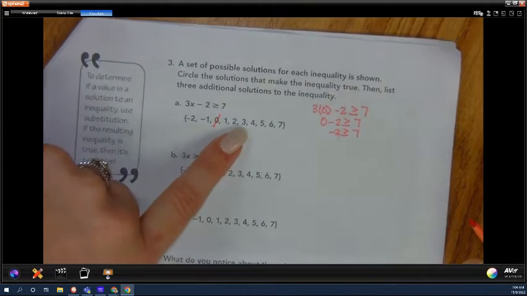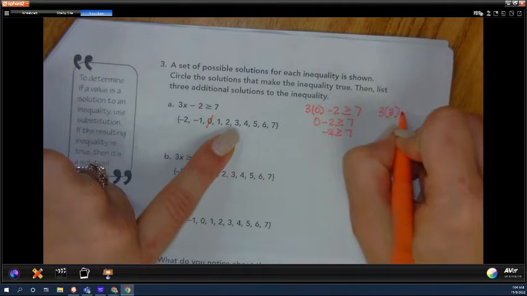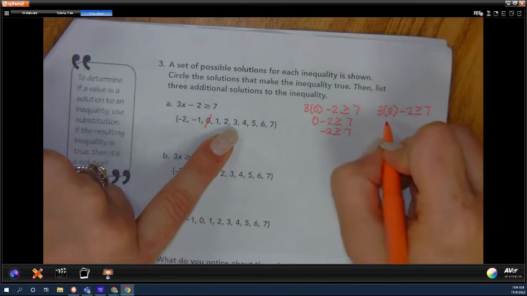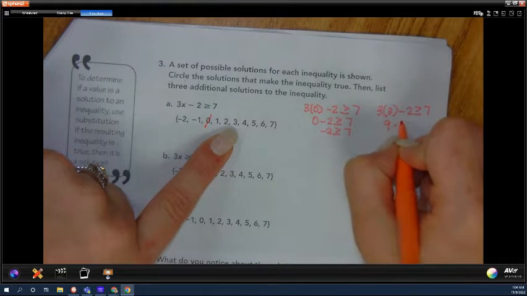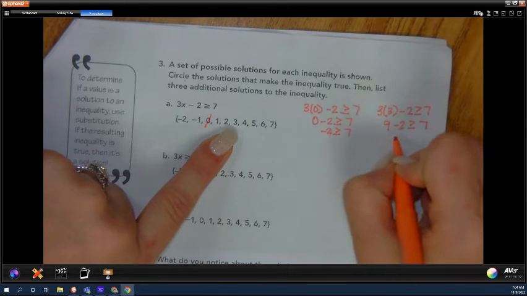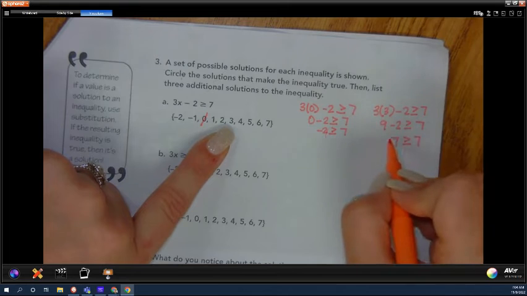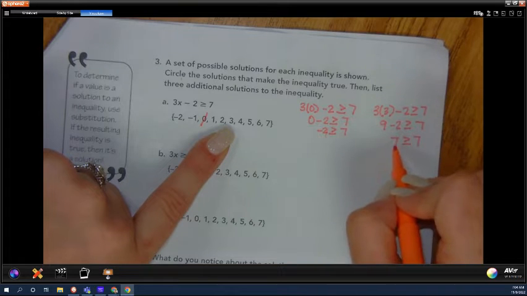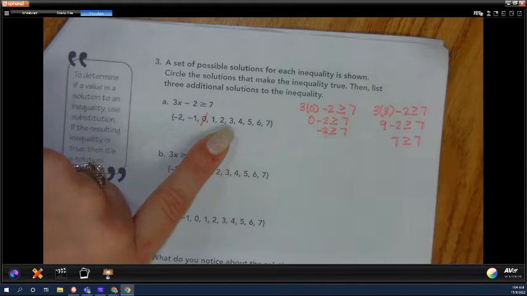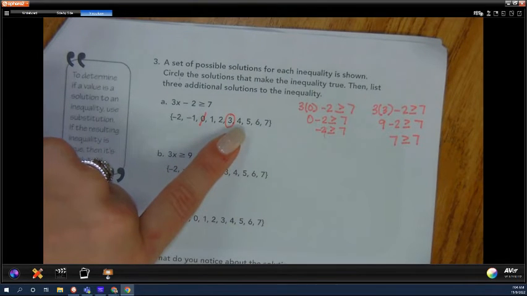Okay, let's try 3. Let's go to 3. So 3 times 3 minus 2 less than or equal to 7. Well, 3 times 3 is 9 minus 2 less than or equal to 7. 9 minus 2 is 7 less than or equal to 7. Well, here's where it gets a little interesting. I have 7 is less than or equal to 7. Well, 7 is equal to 7, so 3 is a solution to my problem.